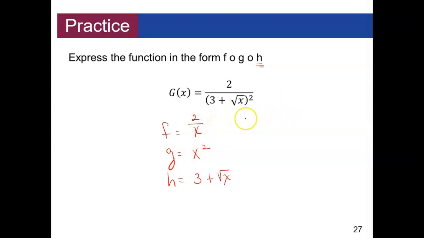Now, there are alternatives to doing this. You could have set it up and said let h be the square root of x, and then we could let g be 3 plus x, and then we could let f be 2 over x squared. So there's different ways to set it up, and you can still end up at the same place. So understand that there's not just one correct answer.